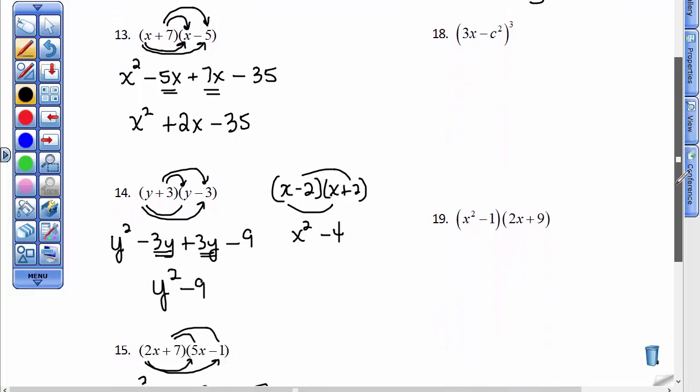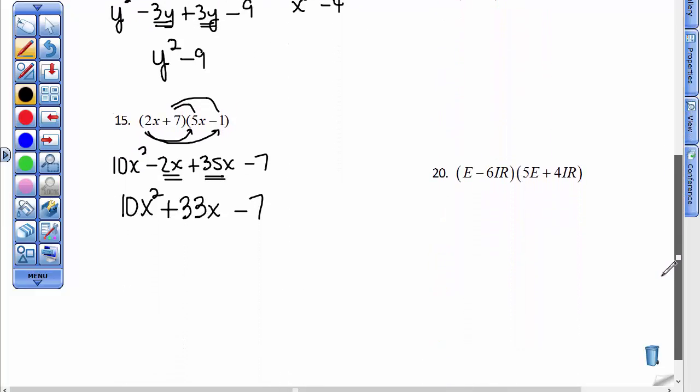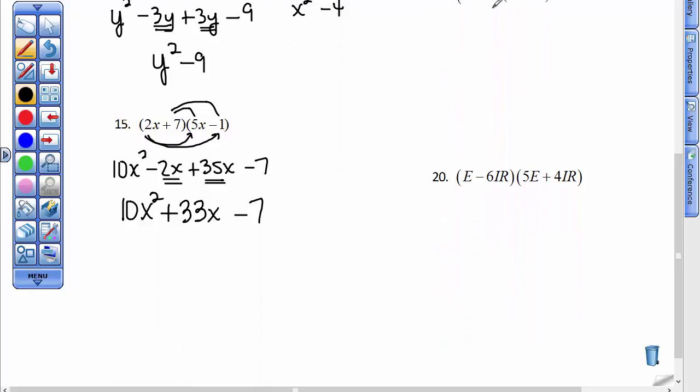Okay, I'm getting harder on you. I'm going to skip number 18 for a minute. Let's go to 19 and 20. So when I distribute and FOIL this, x squared times 2x is 2x to the third power.